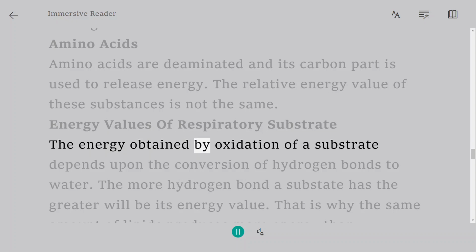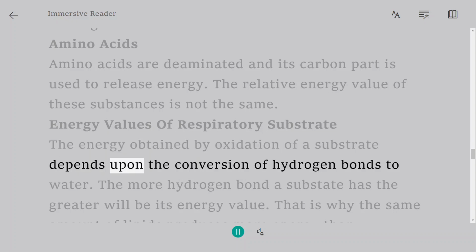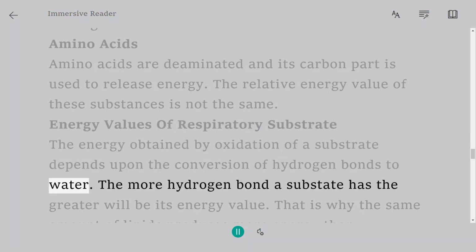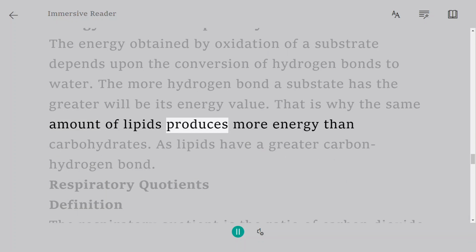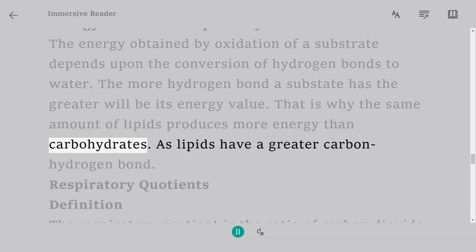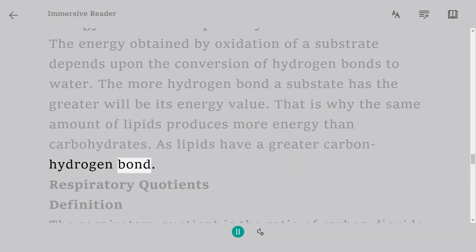The energy obtained by oxidation of a substrate depends upon the conversion of hydrogen to water. The more hydrogen a substrate has, the greater will be its energy value. That is why the same amount of lipids produces more energy than carbohydrates, as lipids have more carbon-hydrogen bonds.